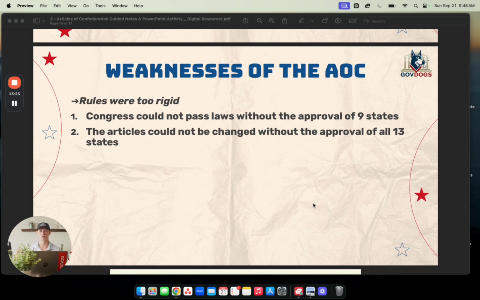Two successes: you have the Ordinance of 1785, which set up a plan for surveying the land in the Northwest area, okay? And then you have the Northwest Ordinance, which basically set up a plan for admitting these states into the Union.